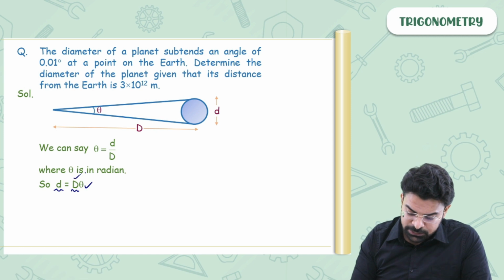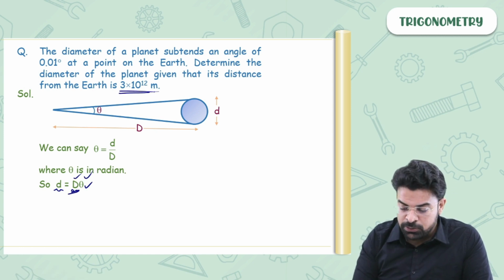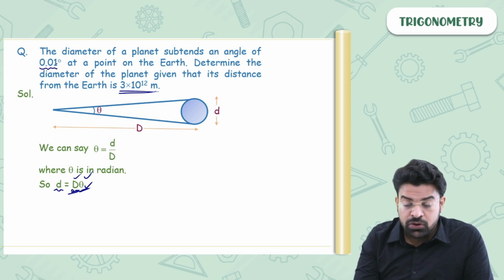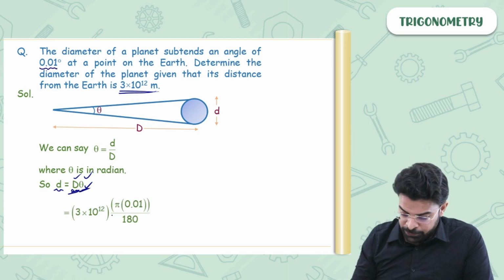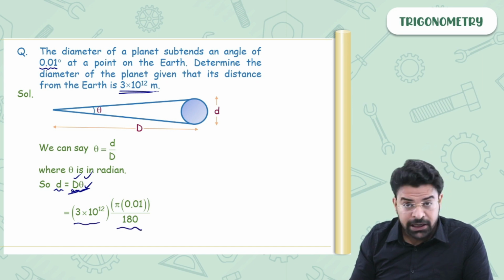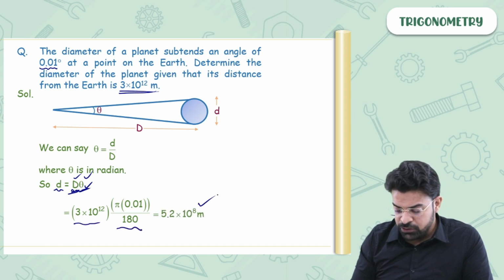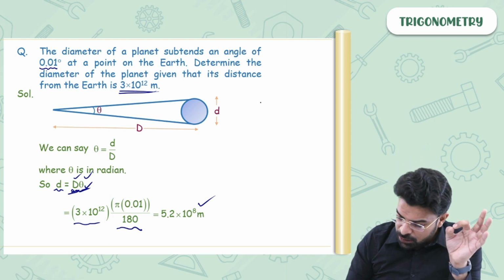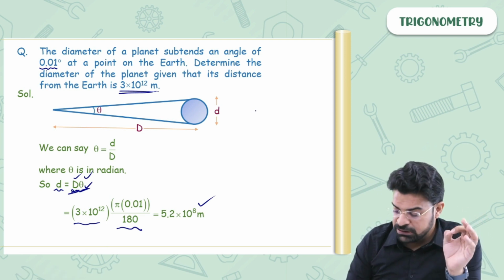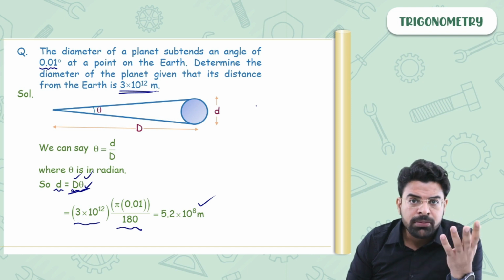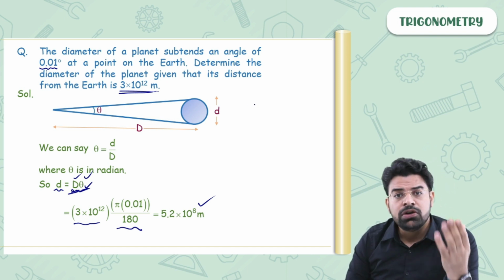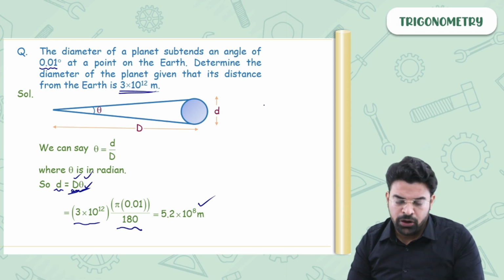So just substitute the value and multiply. In place of capital D, you will write 3 into 10 to the power of 12, and in place of theta, you will write 0.01 into pi by 180. So you write theta in radian, and then you do the calculation, you get 5.2 into 10 to the power of 8 meter. Not a difficult question. The only purpose of teaching this question is to tell you how you can determine the diameter of a planet if you know the distance of the planet from Earth and what is the angle subtended by the planet at a point on Earth.